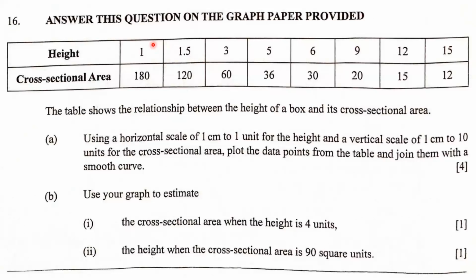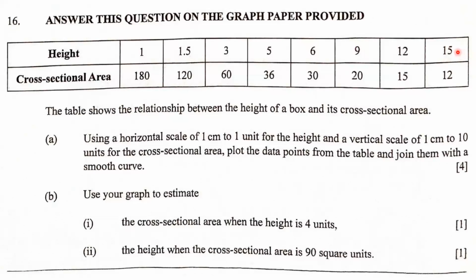When the height is 1, the cross-sectional area is 180. When the height is 1.5, the cross-sectional area is 120. When the height is 3, the cross-sectional area is 60. When the height is 5, it is 36. When the height is 6, it is 30. When the height is 9, it is 20. When the height is 12, it is 15.